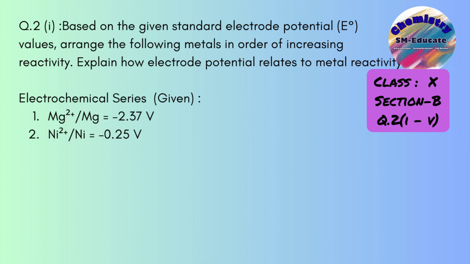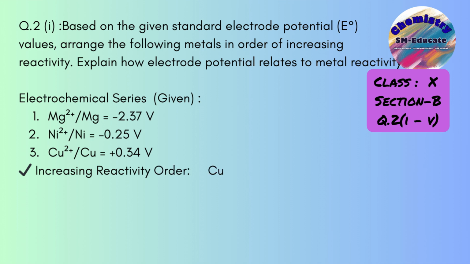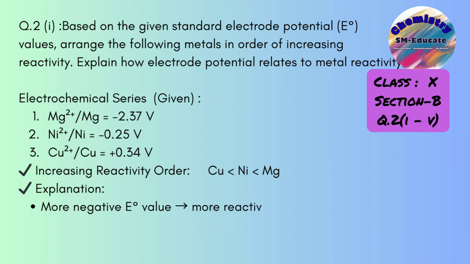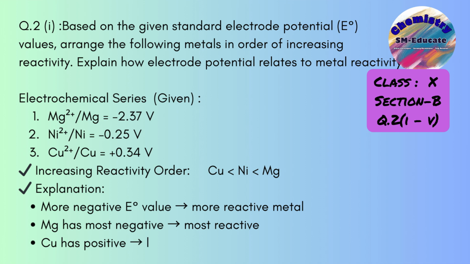Cu2+ gains 2 electrons and forms Cu metal. Electrode potential is +0.34. Ni2+ gains 2 electrons and forms Ni metal. Electrode potential is -0.25. Increasing reactivity order: copper < nickel < magnesium. More negative electrode potential value means more reactive metal. Magnesium has the most negative value and is most reactive. Copper has a positive value and is least reactive.